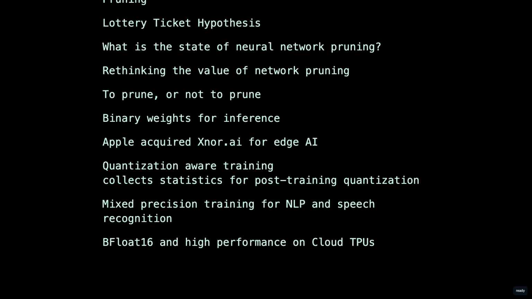bfloat16 is one example of a numeric format tuned for machine learning hardware. Formats like this help hardware do more work per cycle while keeping enough range for training and inference.